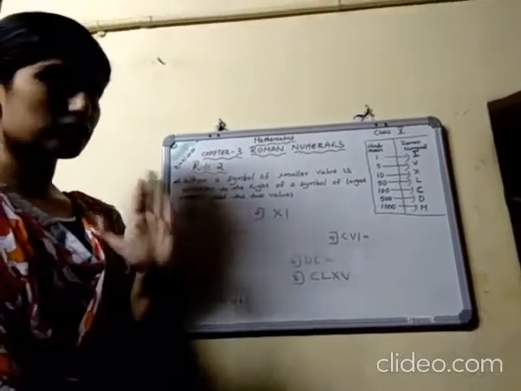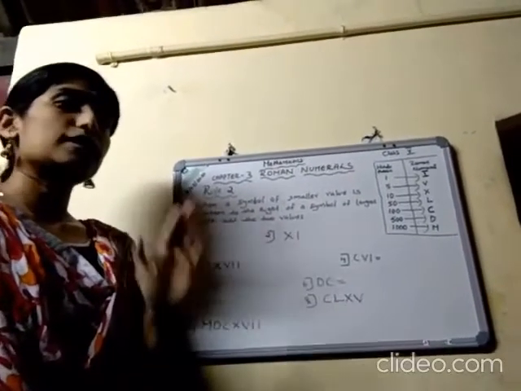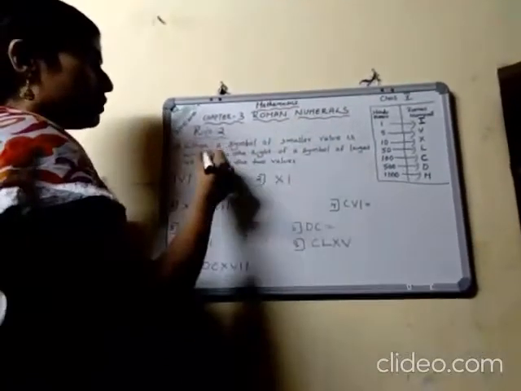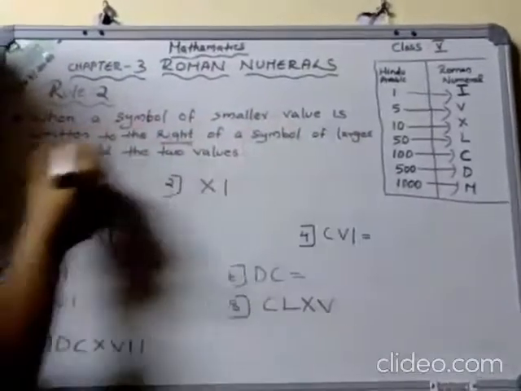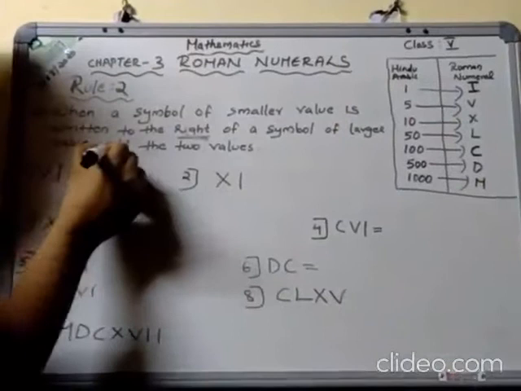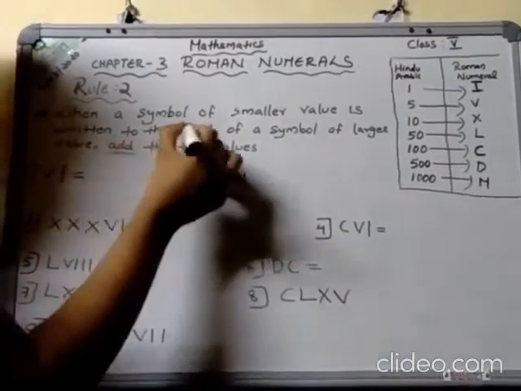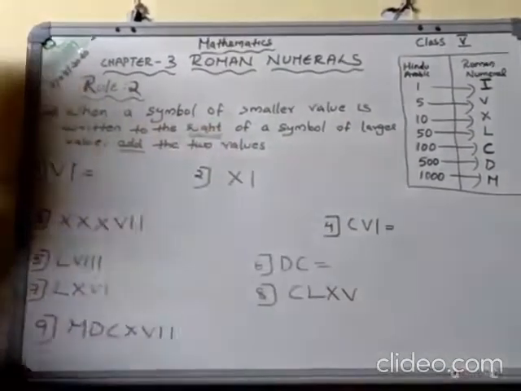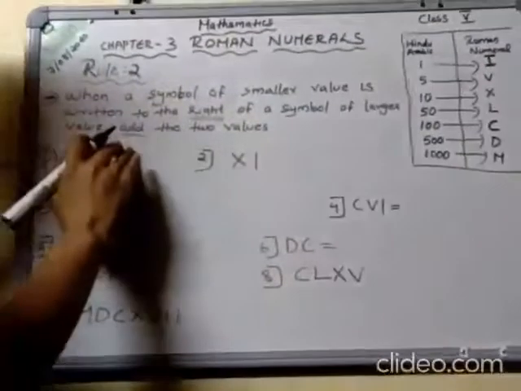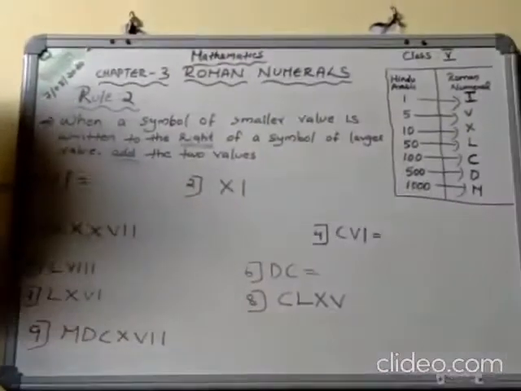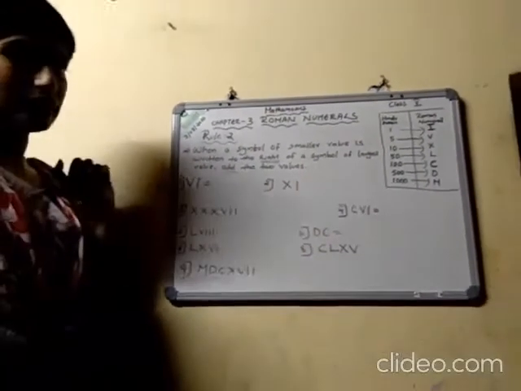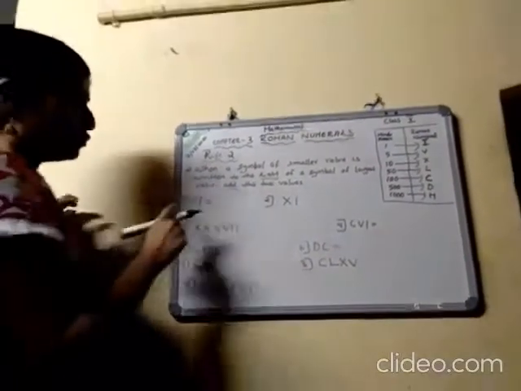So in the Roman letter representation, if the smaller value is written to the right of the symbol of a larger value, what do we have to do? We have to add the two values. So if the smaller value is written to the right side of the larger value, we have to add the values. So let us see some examples. Then it will be easier for you.